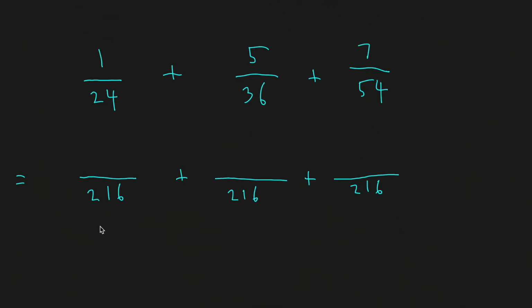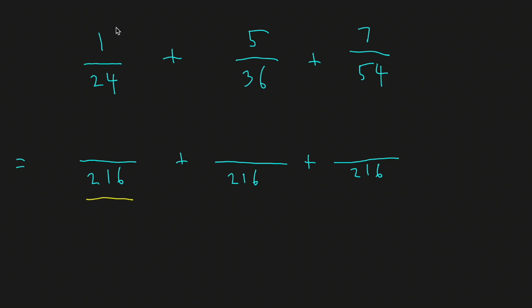Finally, we must rewrite each fraction with the denominator of 216. We must multiply the top and the bottom of each fraction by the same number. 24 goes 9 times into 216, so we must multiply the top by 9 as well. We get 1 times 9, and that's 9.